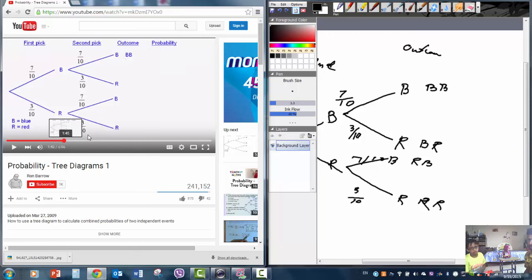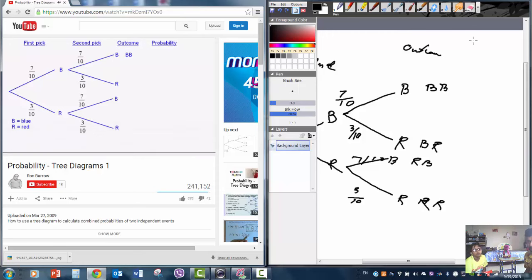Now let's look at how they calculate these probabilities of getting blue blue, red blue, and so on. The first branch is blue and then blue. The outcome of this first branch is blue and then blue, so I've labeled it BB. And the probability is 7/10 times 7/10, because it's blue and blue.